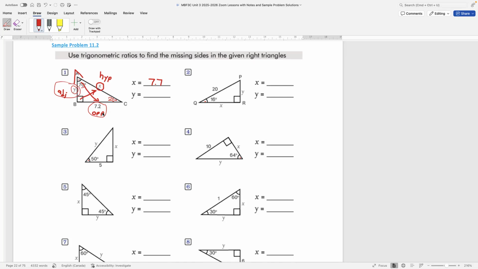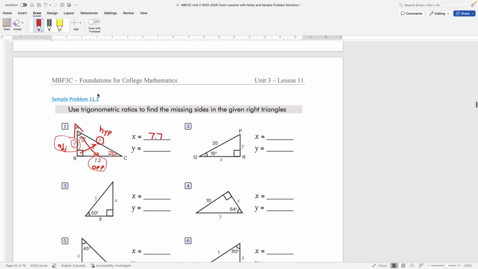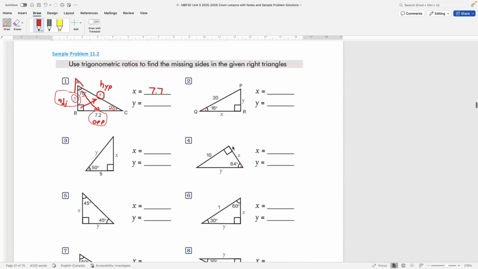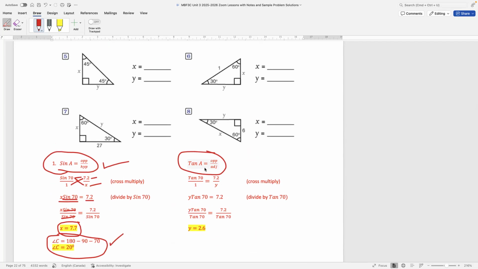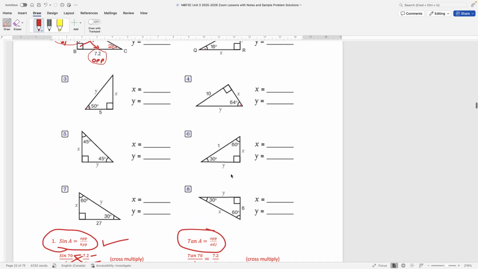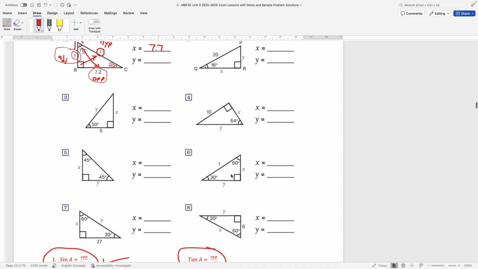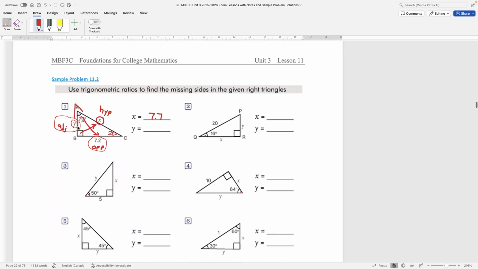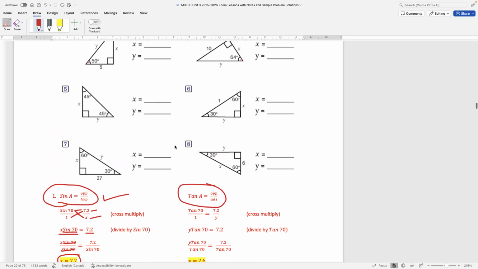So opposite and adjacent, opposite over adjacent is tangent. So we're going to be working with tan. So I'll come down here. So tan of A, always write the formula down first, is opposite over adjacent. Let's do the substitution. Let's scroll back up and you'll see here that the angle itself is 70 degrees and the opposite side is 7.2. So tan of 70 equals 7.2 over the adjacent side, y, which is what we have to find.